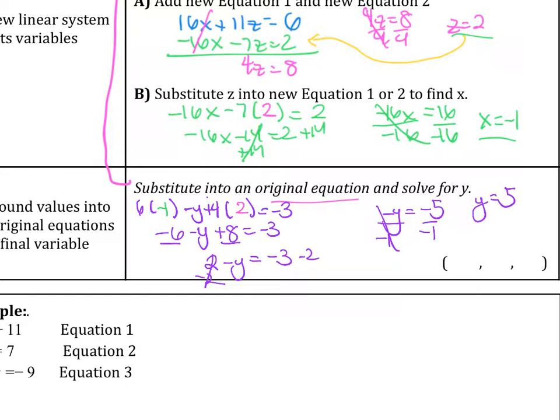The thing I need to remember is writing it as an ordered triple. It has to be in order. So x is negative 1, y is 5, and z is 2. And this is done. And you could check it by plugging it in into all 3 if you have time.